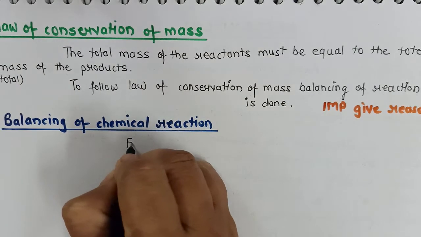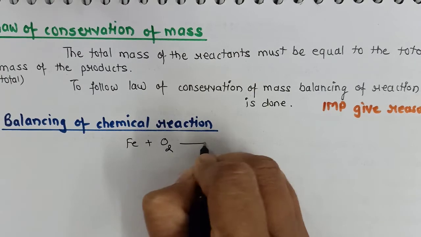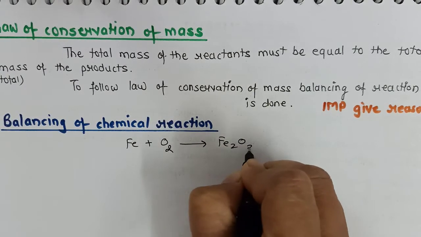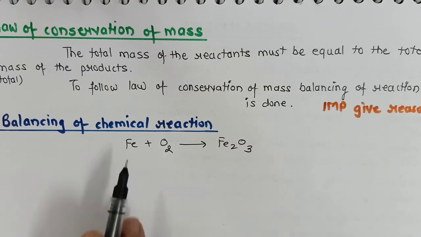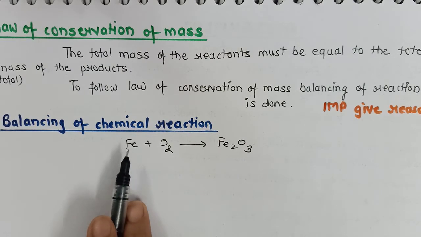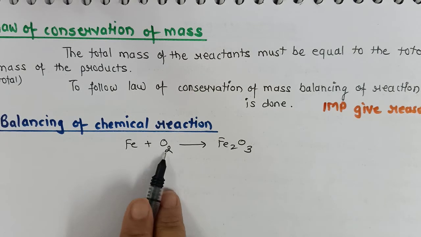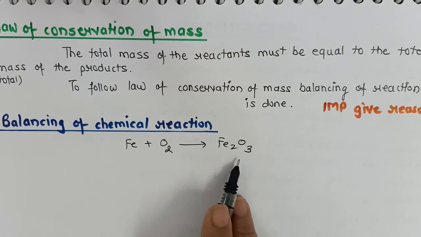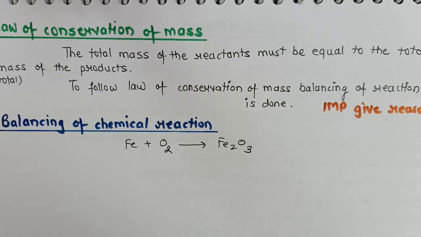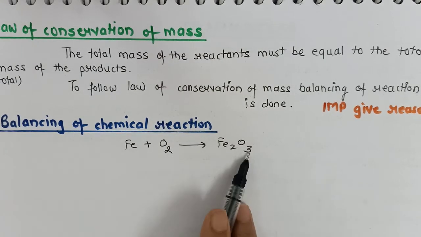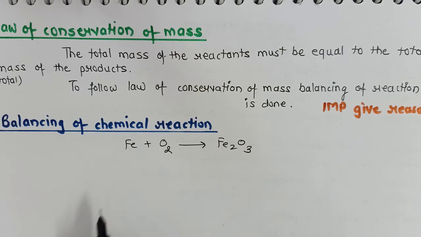Consider an example. Iron reacts with oxygen to give Fe2O3. Now, the number of iron atoms on the reactant side is only 1 and on the product side it is 2. The number of oxygen atoms on the reactant side is 2 and on the product side it is 3. So, such a reaction where the numbers of atoms or molecules taking part in the reaction are not balanced, or which shows only the species involved in a chemical reaction, is called a skeletal equation.